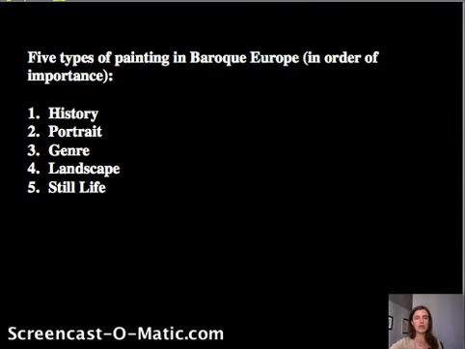Five types of painting in Baroque Europe, in order of importance, are history, portrait, genre, landscape, and still life. So it's important to get this order in your head, especially as we move into the period where the academy is dominant and people will be grouped into the academy by the style of painting that they're doing. And so the best painters were those doing the history paintings and the portrait paintings.